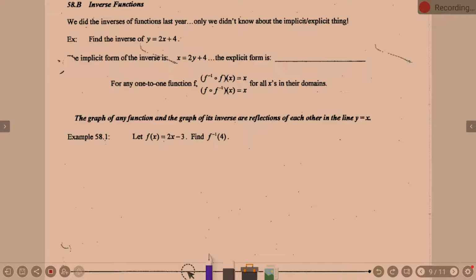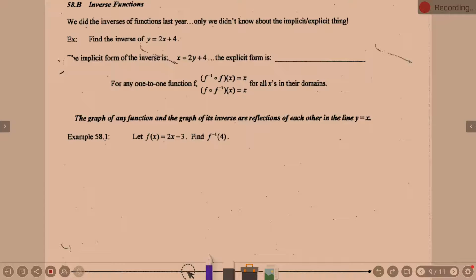So inverse functions, for instance, finding the inverse of y equals 2x plus 4. That's a pretty basic one. You guys remember anything about finding the inverse? Change the variable. Yeah. In order to find the inverse, we're going to take the x and the y and we're going to switch them, right?